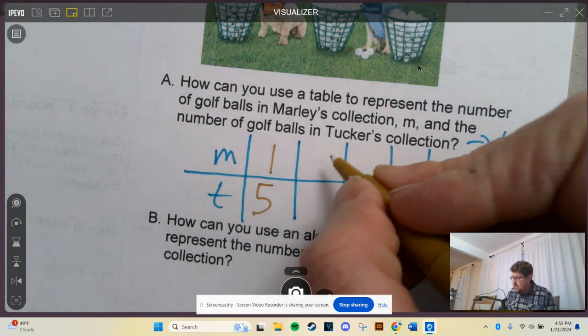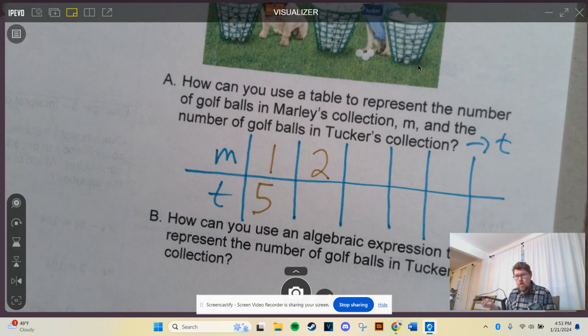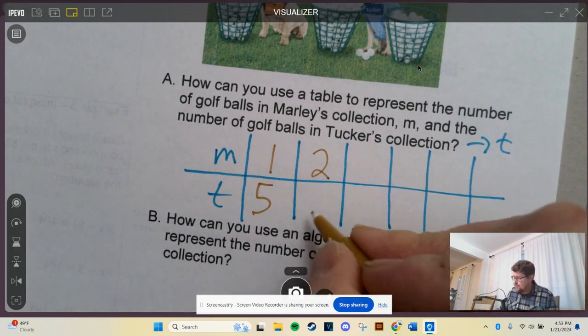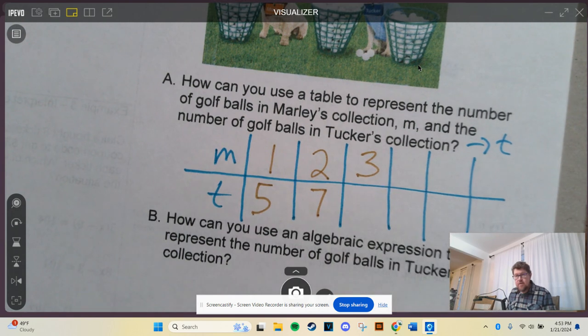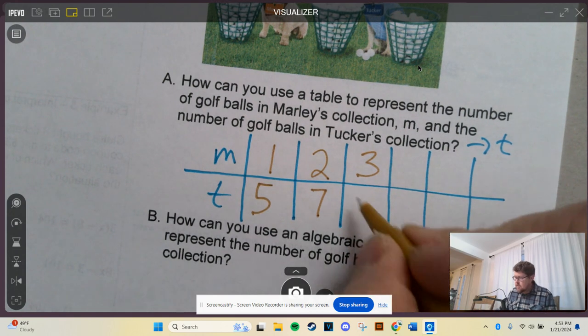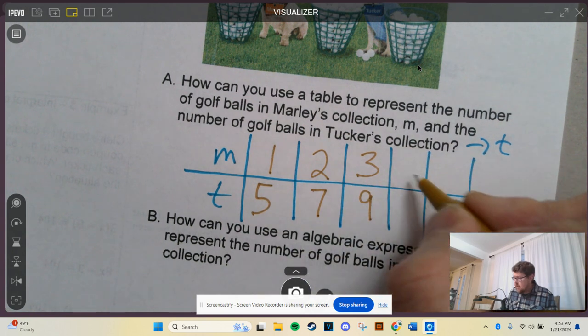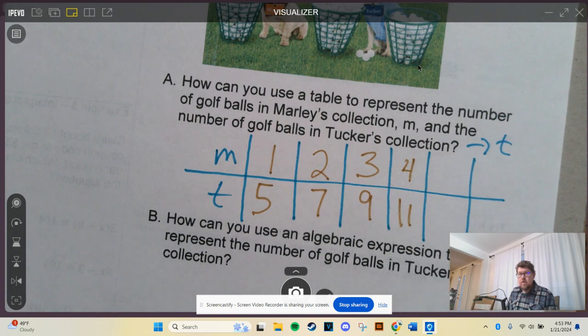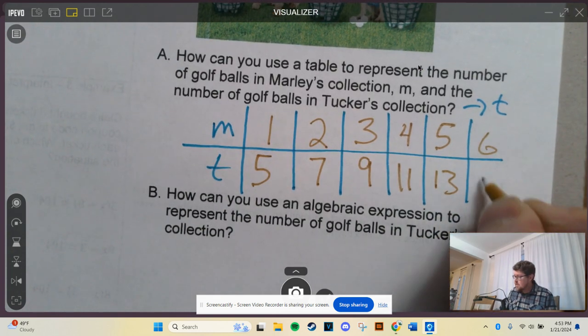Now, if Marley manages to get 2 golf balls, we do the same thing, right? 2 times 2 is 4, plus 3 is 7. Now, if Marley gets 3 golf balls, 3 times 2 is 6, plus 3 is 9. Some of you are probably noticing a pattern here, right? If I get 4 times 2 is 8, plus 3 is 11. And then we can keep going, right? 5 is going to get us 13, and 6 is going to get us 15, right?